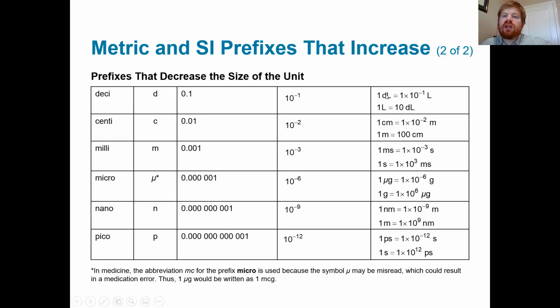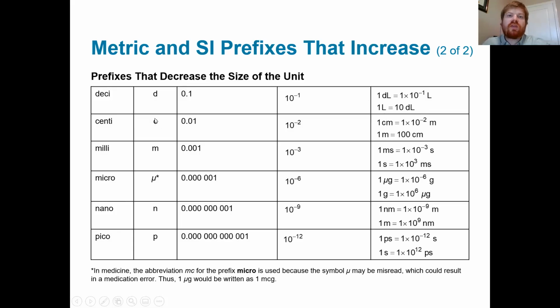And that gives us two separate equalities here. We have 1 deciliter is 10 to the negative 1 liters. So following along again, 0.1 is 10 to the negative 1. And then what that means is 1 liter is made out of 10 deciliters. If you add up 10 deciliters together, that gives you 1 liter of a substance.